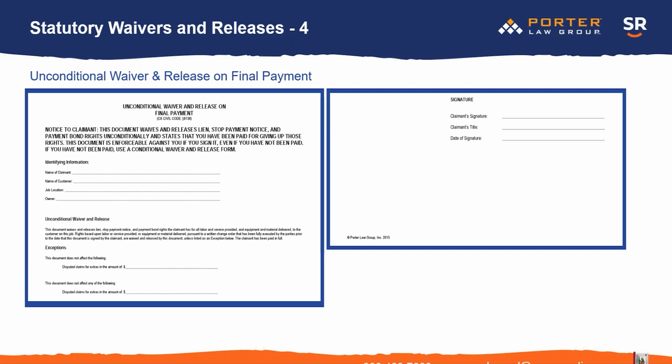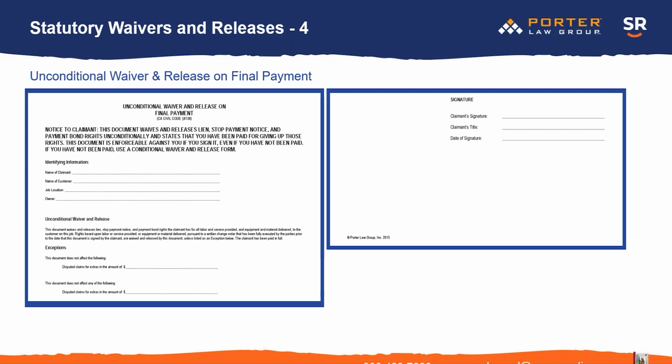But it's the unconditional waiver and release on final payment. It says basically that, okay, we got our final payment and the check cleared the bank, and I'm going to give this to you and we're done and I'm walking away, although there are some exceptions. Okay, again, the language on here is as it always has to be, and it shouldn't be changed.